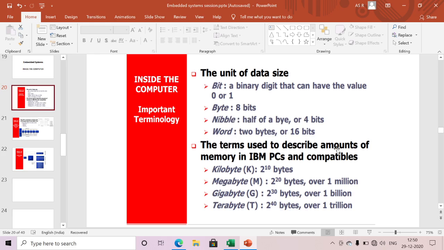The terms used to describe the amount of memory in IBM PCs and compatibles: kilobyte, capital K, 2 power 10 bytes; megabyte, capital M, 2 power 20 bytes; gigabyte, capital G, 2 power 30 bytes; terabyte, capital T, 2 power 40 bytes. Mainly, we need to remember these terminologies in case of any computer.